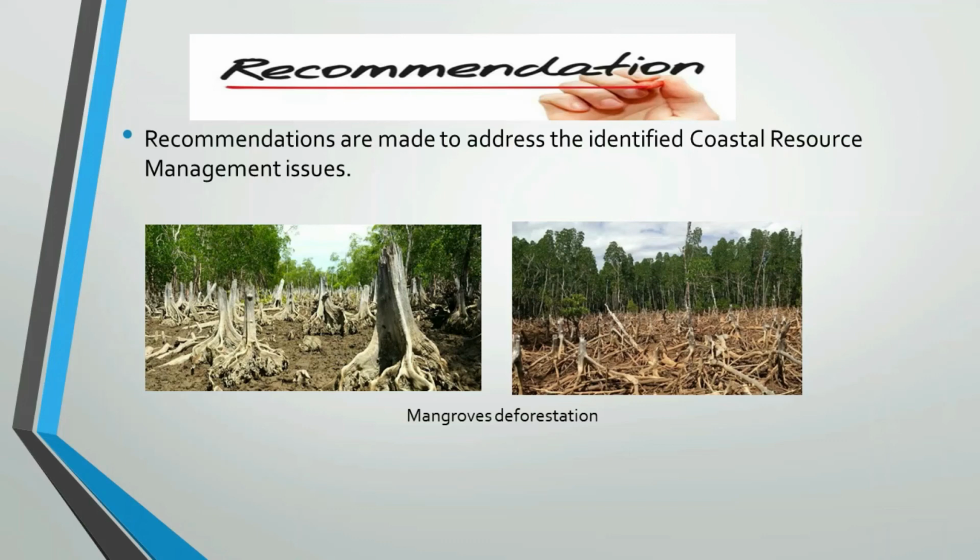So first, recommendations are made to address the coastal resource management issues that have been identified. For example, destruction of coastal ecosystems like mangroves. Mangroves are being destroyed for a variety of reasons including logging and agriculture. So in order to avoid this problem, deforestation should be prevented, and reforestation can aid in the conservation of the mangrove forest. Human activities should be limited, and fisheries should be managed in a sustainable manner.